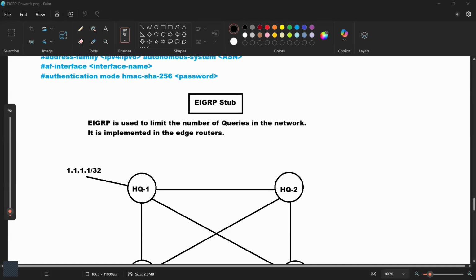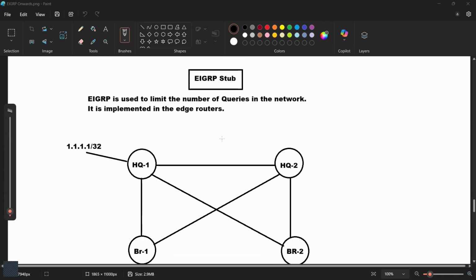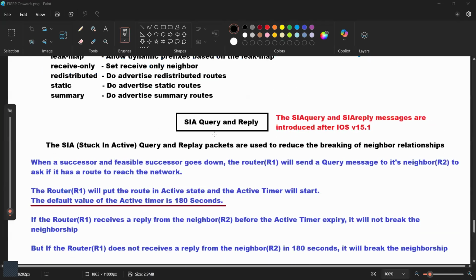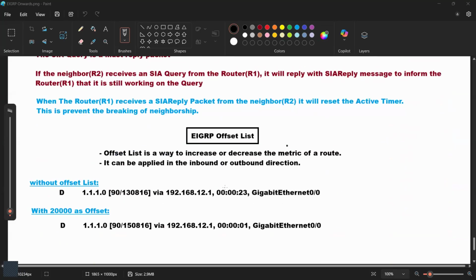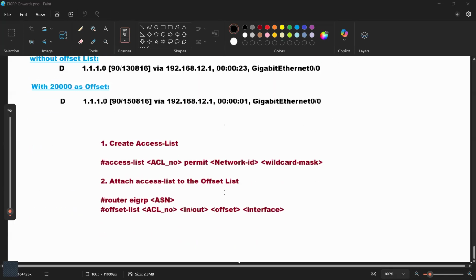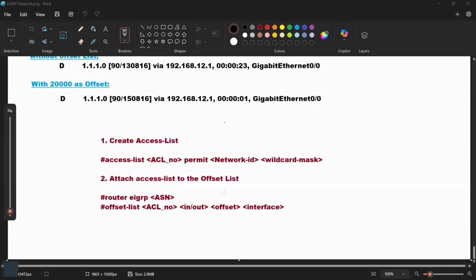Hi guys, good afternoon. So in the last session, we saw about EIGRP stop. We saw about the SIA query and reply, and also we saw about offset list, right? That we can increase the metric using the offset list. Now today we'll start with the OSPF. So I'll create a new pin file for this.